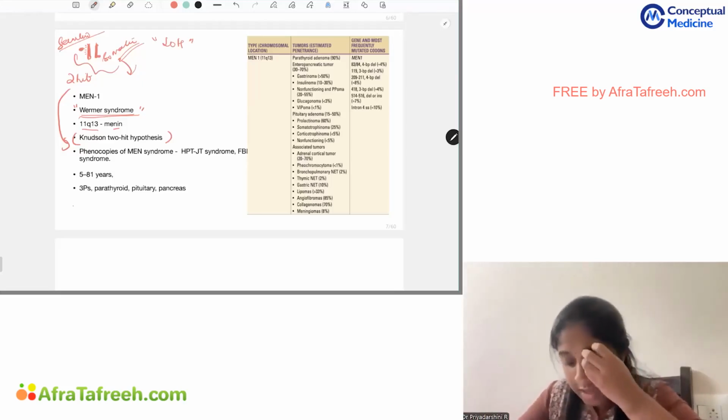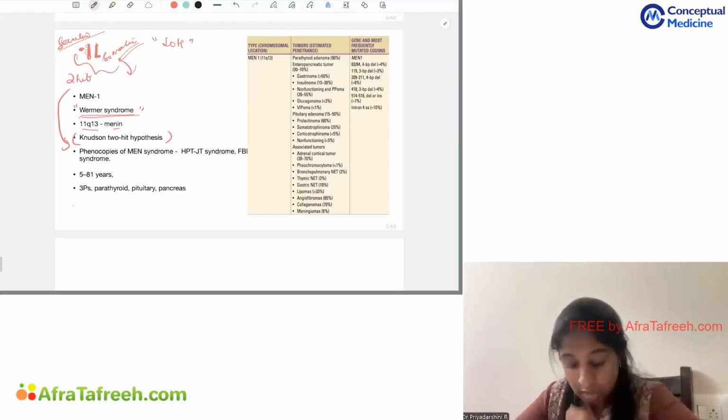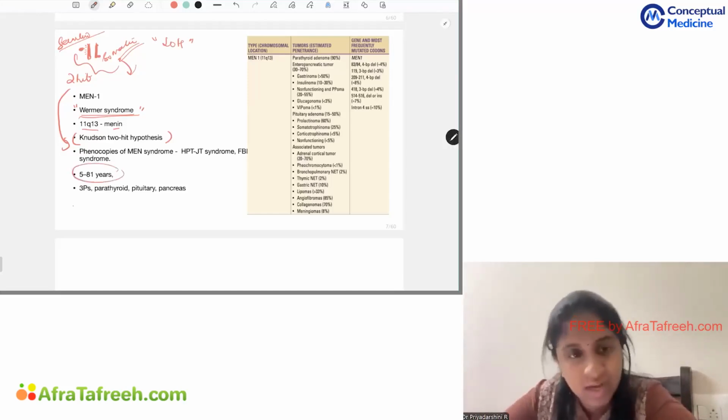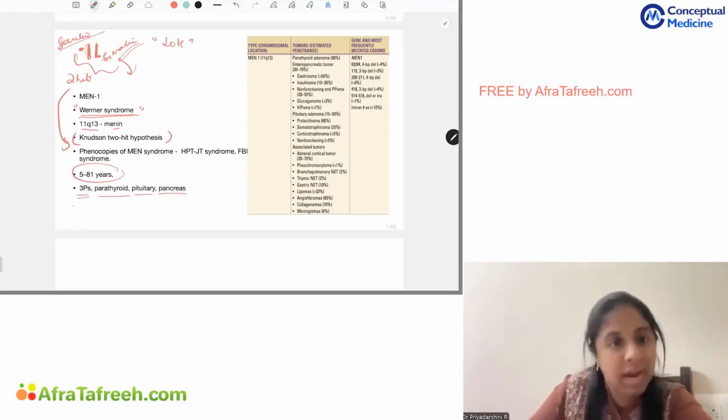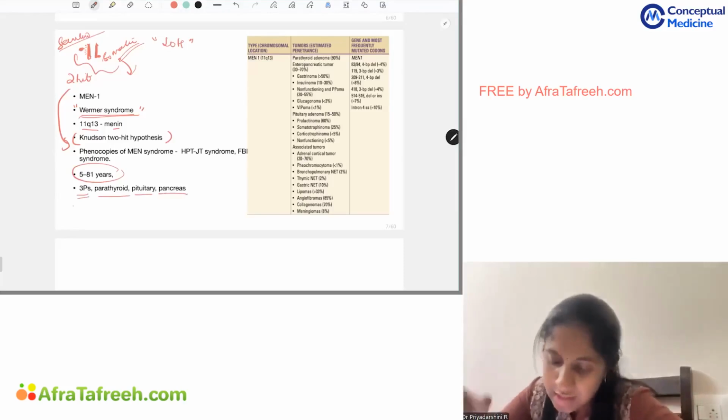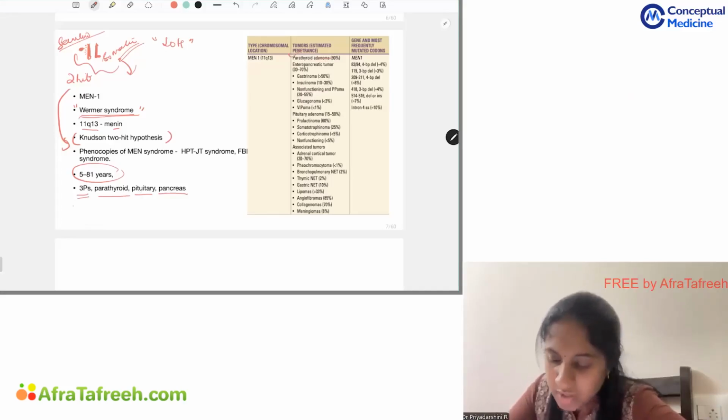Okay, so this happens in MEN1 syndrome. The age of onset is as early as 5, but it can manifest until 81 years. So remember about the three P's: parathyroid, pituitary, and pancreas. I have told you about it in detail. Parathyroid, usually it would be hyperplasia in MEN syndrome, not adenoma. And pancreatic tumor, the most common would be gastrinoma, followed by insulinoma. And overall, the most common would be non-functioning, pancreatic polypeptidoma, glucagonoma, and VIPoma.